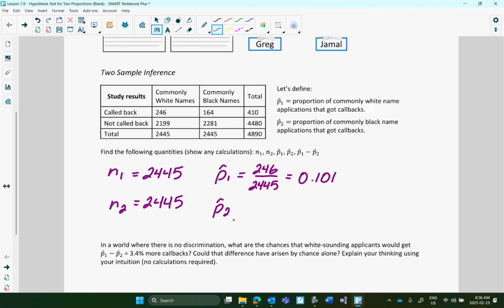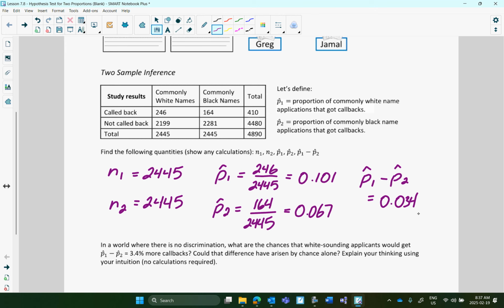The proportion of commonly black names that received callbacks, 164 out of the 2,445 that were sent out, worked out to a proportion of 0.067 or about 6.7%. And then the difference between those two sample proportions, that's white minus black, would be 0.101 minus 0.067, which gives us 0.034.